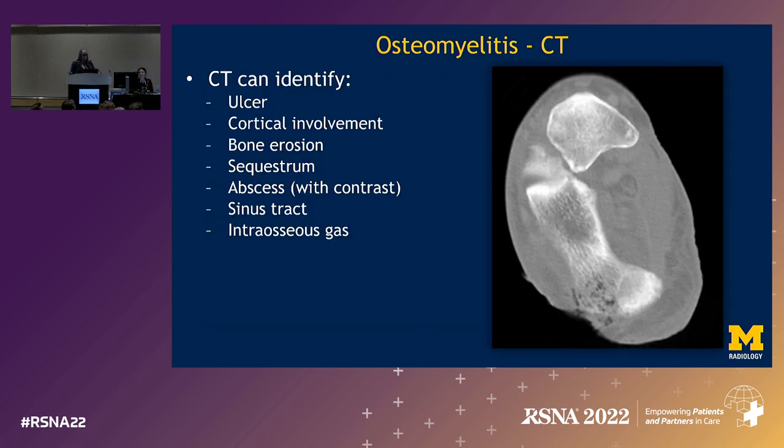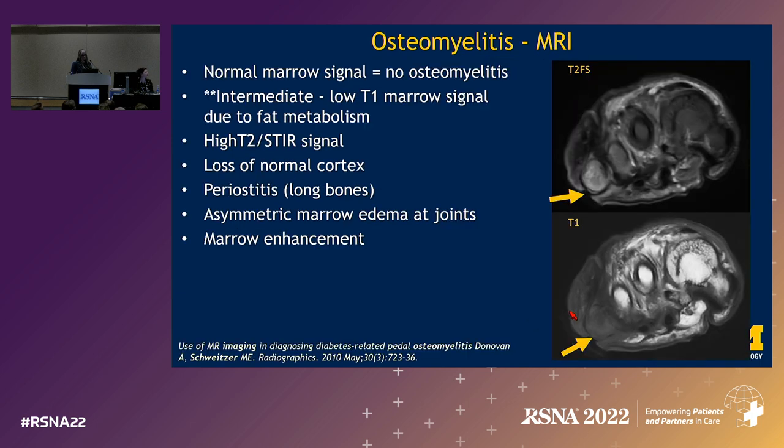CT can help identify ulcer, cortical involvement, bone erosion, sequestrum and involucrum, abscess if we give contrast, as well as a sinus tract and intraosseous gas. We see that better on CT than we do on radiograph. And of course, when we see this in contiguity with a large ulcer crater, that equals osteomyelitis.